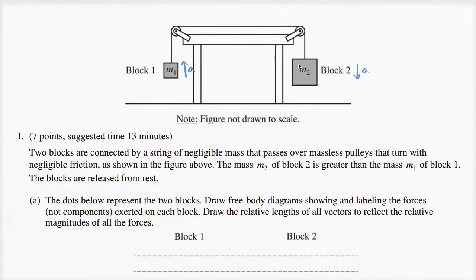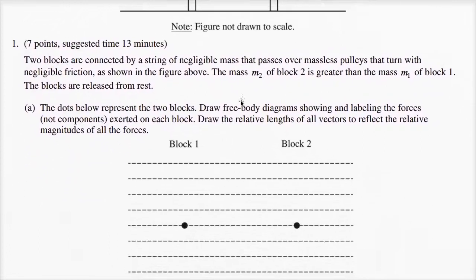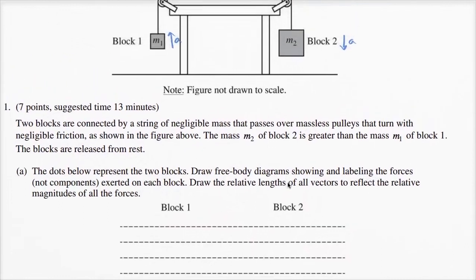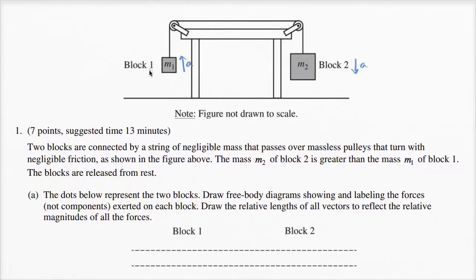And so with that just intuition of what we think is going to happen here, let's try to tackle part A of this. So they tell us the dots below, these dots, represent the two blocks. So this represents block 1, this represents block 2. Draw free body diagrams showing and labeling the forces, not components, exerted on each block. Draw the relative lengths of all vectors to reflect the relative magnitudes of all forces. All right, so let's think about what are all the forces acting on each of these blocks. Well, for each of these blocks, you're going to have the force of gravity. You're going to have the weight of the blocks acting on them.